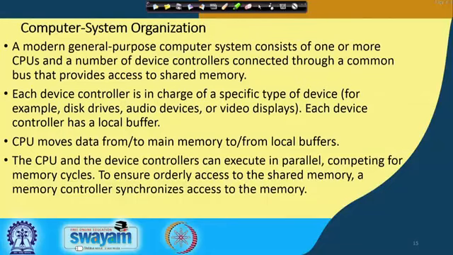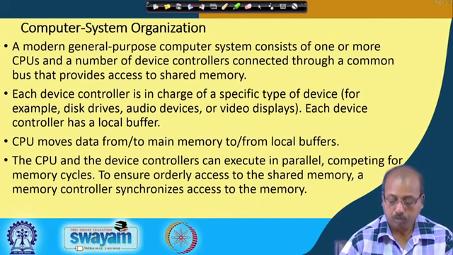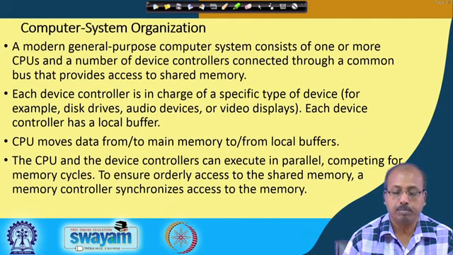Next we will look into the computer system organization. So, how are the components of a computer system organized? A modern general purpose computer system consists of one or more CPUs and a number of device controllers connected through a common bus that provides access to shared memory. What we mean by this is something like this.